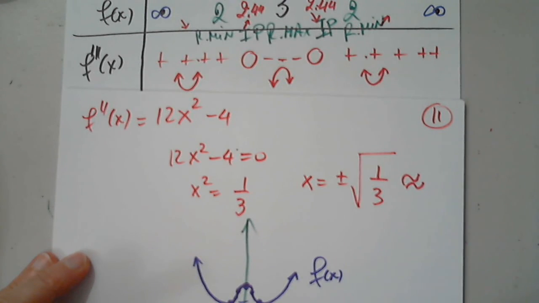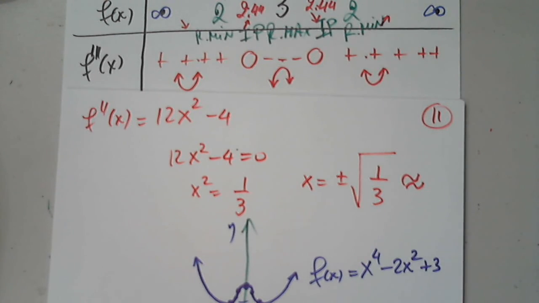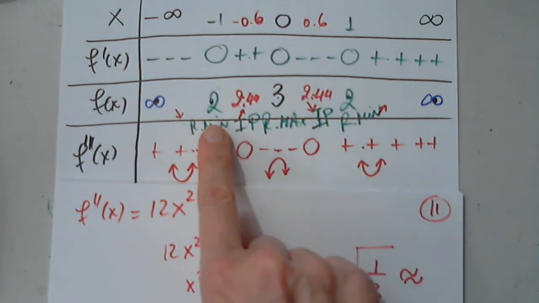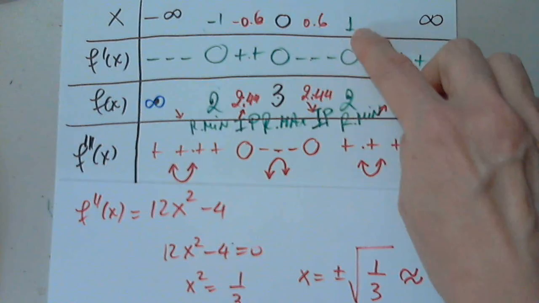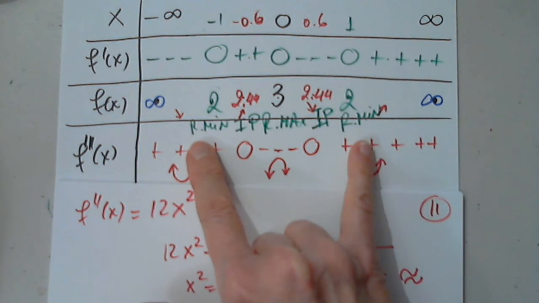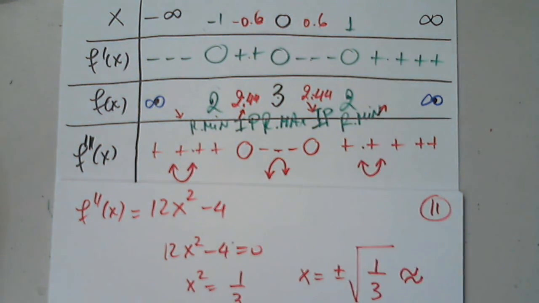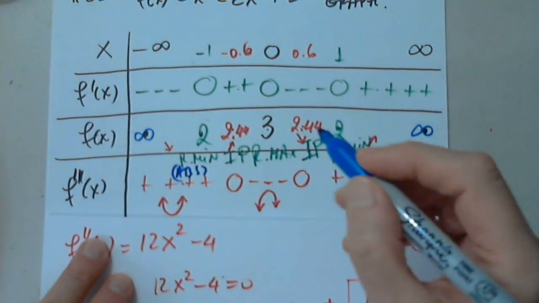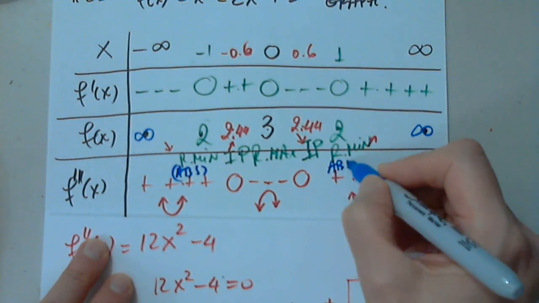So this is f of x, x to the fourth minus 2x squared plus 3. It turns out that these 2 points, negative 1, 2 and 1, 2, are not just relative minimum, but also what? Absolute minimum. Absolute minimum, indeed. And I have to write it here, and absolute as well.